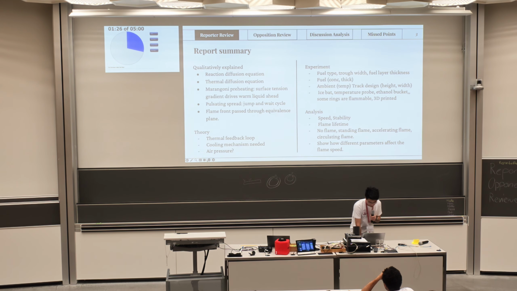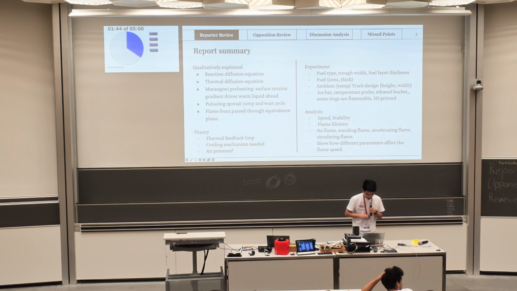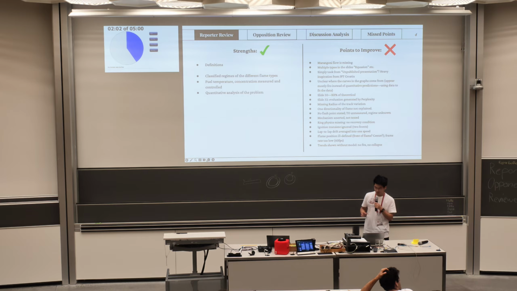And then for experiments, they have varied a few things. They varied the trough width and also the fuel layer thickness. Some rings are ABS, which is flammable. We appreciate the effort to put some kind of heat resistant material inside, so we believe the experiment was somewhat okay. For analysis, they focused on the measurement of the speed and the stability of the flame lifetime, and also showed that there is an optimum point for the thickness of the fuel. We believe that is well done as well. Therefore, we believe that one of the strengths here is that they have clear definitions of what's going on.